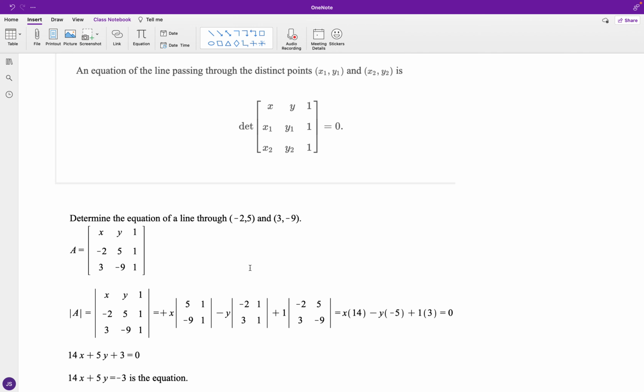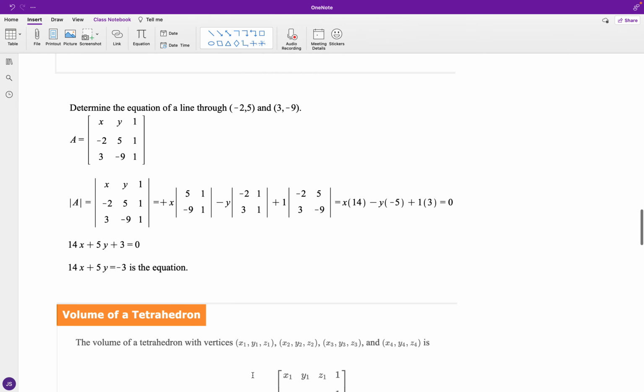And you can go back and check. If x is negative 2 and y is 5, 14 times negative 2 is negative 28, 5 times 5 is 25, and negative 28 plus 25 is negative 3. And for x at 3, y at negative 9, 14 times 3 is 42, 5 times negative 9 is negative 45, and 42 and negative 45 also form negative 3.